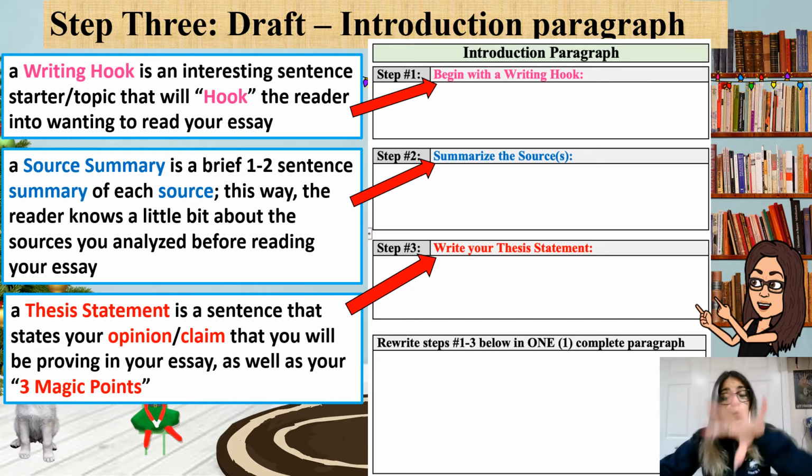All right, and then once you're done with these 3 steps, you're going to rewrite it all down below in 1 complete, flawless, seamless paragraph.